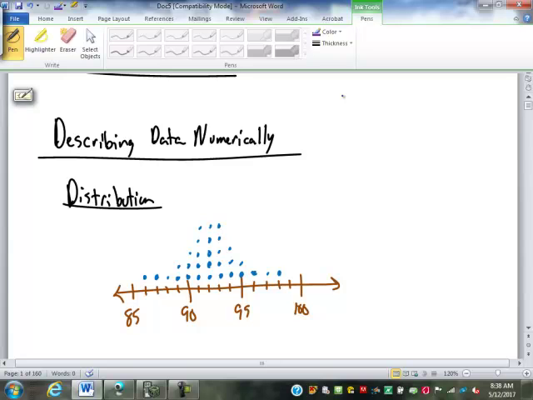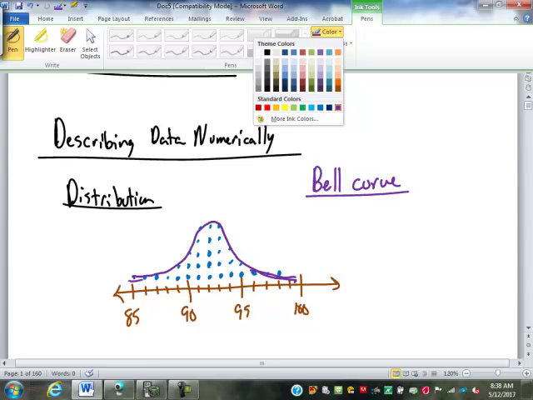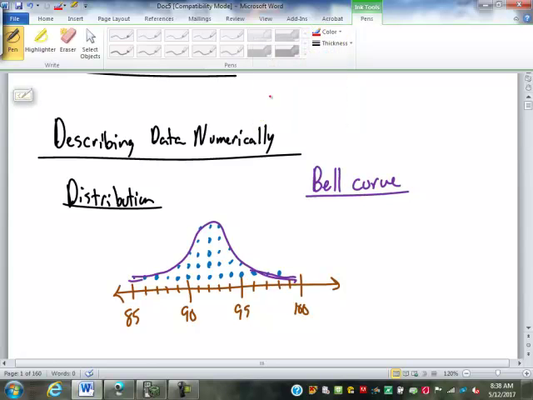So let's just say those are our points that we've graphed. If I sketch in connecting the top point over each of those values, I get a shape something like that. You've probably heard the term bell curve before. And that's exactly what this is, the bell curve. The technical or mathematical term for it is something called the normal curve.